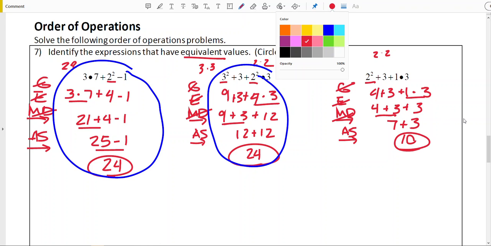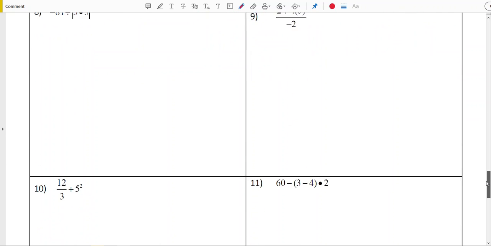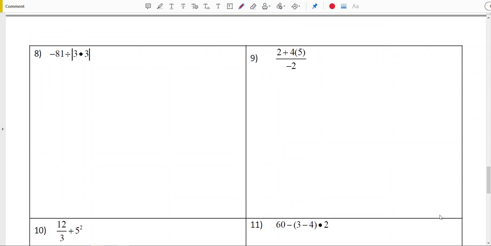All right, moving on to the last 4 problems. So again, these are order of operations. I'm going to start by writing my GEMDAS down the side so I can follow it.